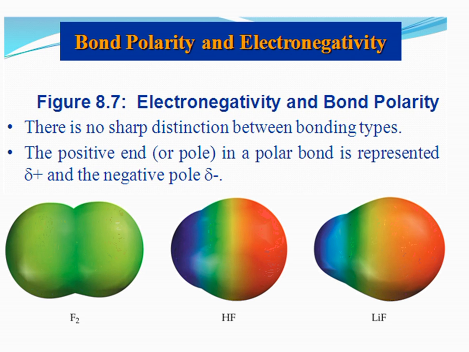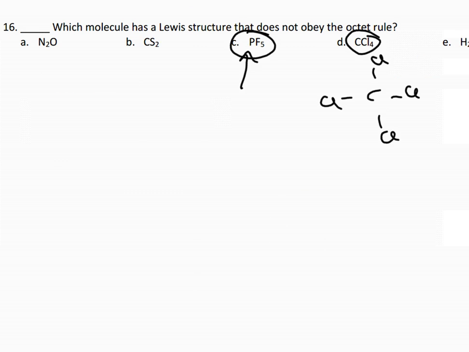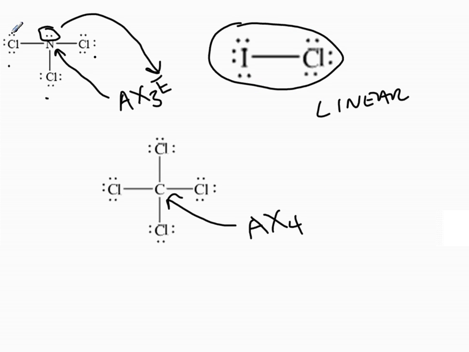if the molecule is diatomic, meaning it's only made of two atoms, and they're different atoms, it's automatically going to be polar. Like the one I showed you earlier with ICl right here, they'll automatically have different electronegativities. This molecule is automatically polar because it's made of only two atoms and they're different. So you'll have an electronegativity difference that makes the molecule polar.